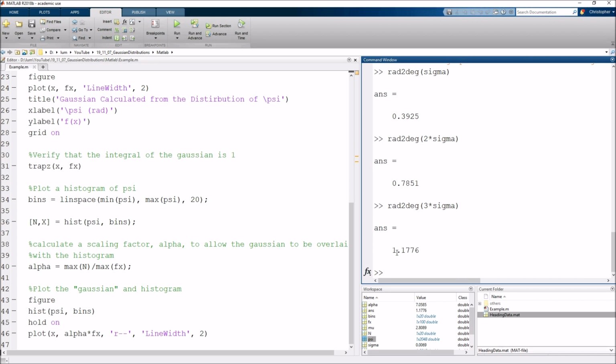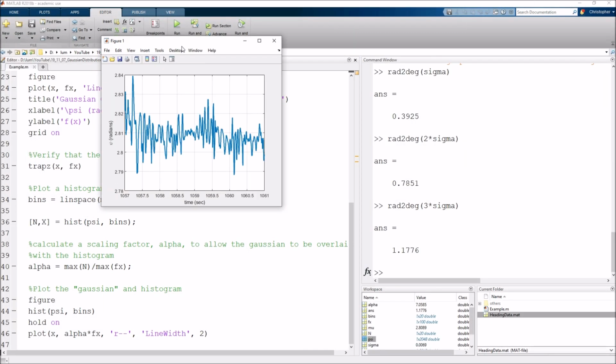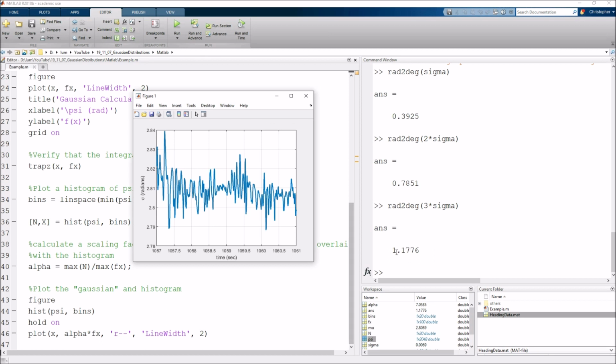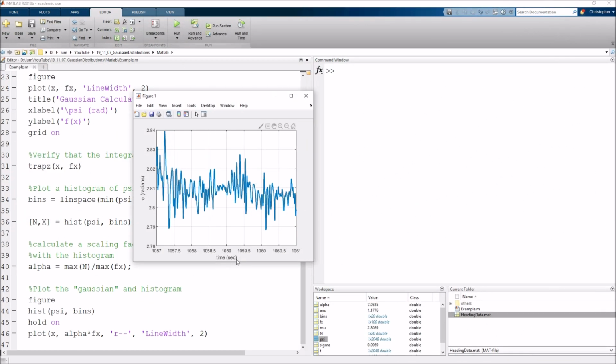So you could almost say that this sensor, let me pull out the figure. Whoops, sorry. This sensor here is accurate to within, I would be confident to say, plus or minus 1 degree, because I know that there's almost virtually no chance that it's going to report an erroneous signal that is past 1 degree from the mean.